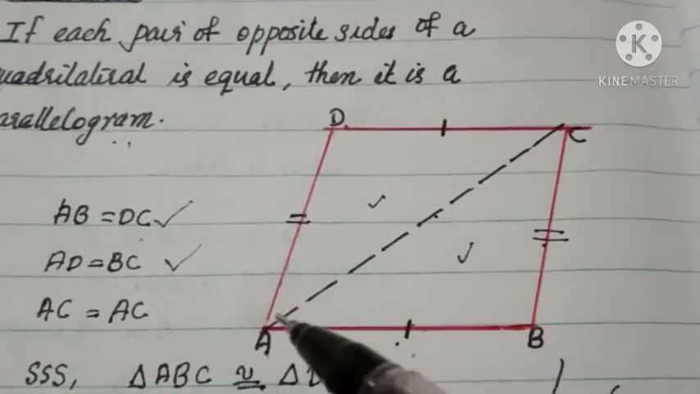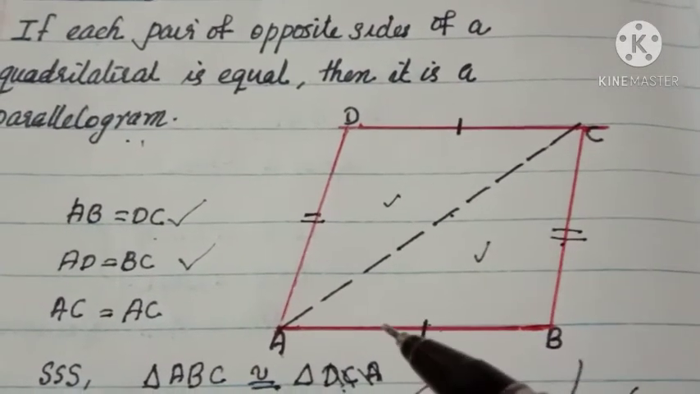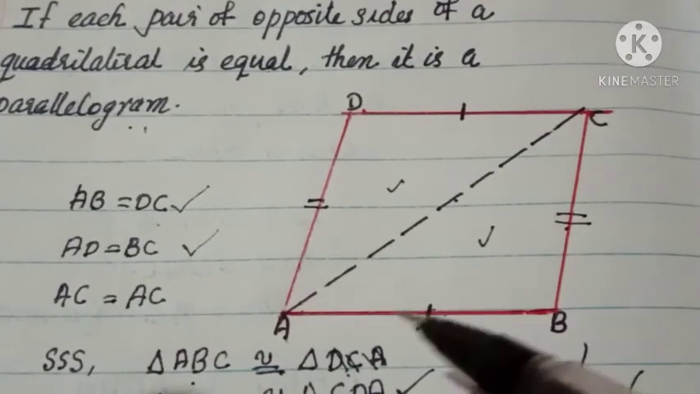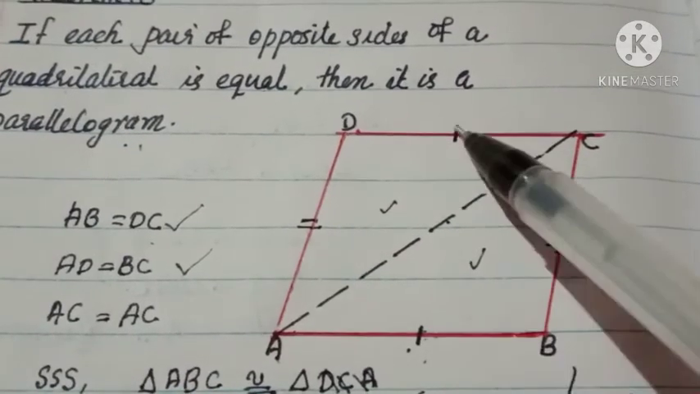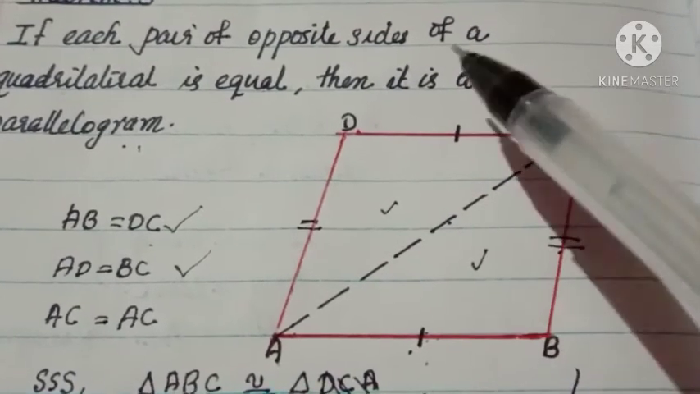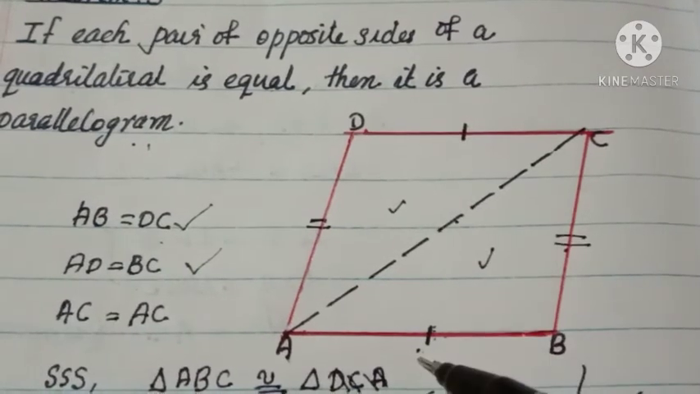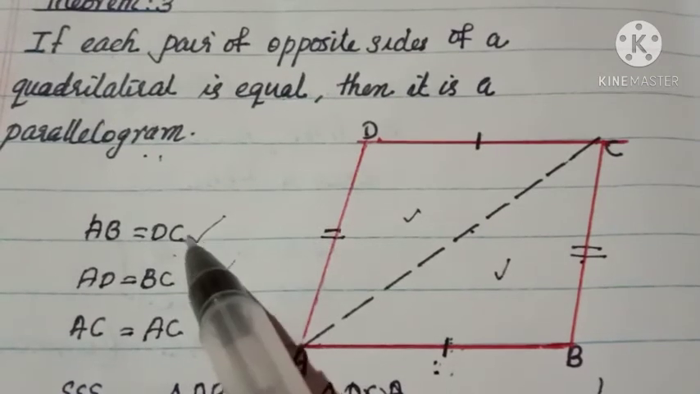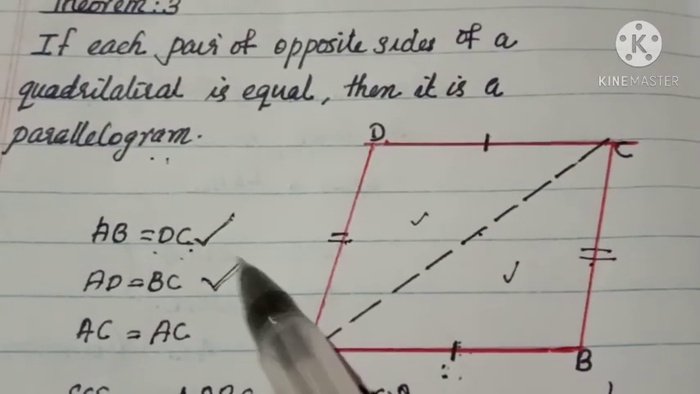So look at the figure ABCD. Now it's only a quadrilateral, not a parallelogram. Our aim is to prove this ABCD is a parallelogram. To prove ABCD is a parallelogram, we need to prove opposite sides are equal and parallel. Listen, in this statement, it is already given that opposite sides are equal. So, what are the opposite sides? AB and DC. Okay, AB and DC. AD and BC. These are opposite sides.